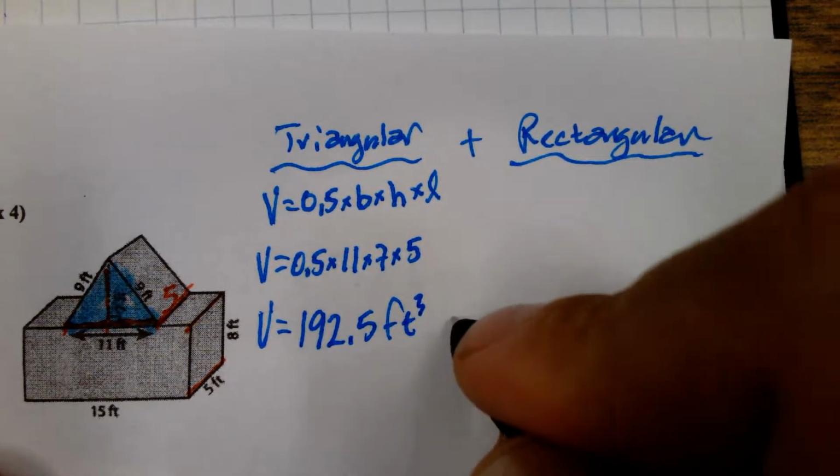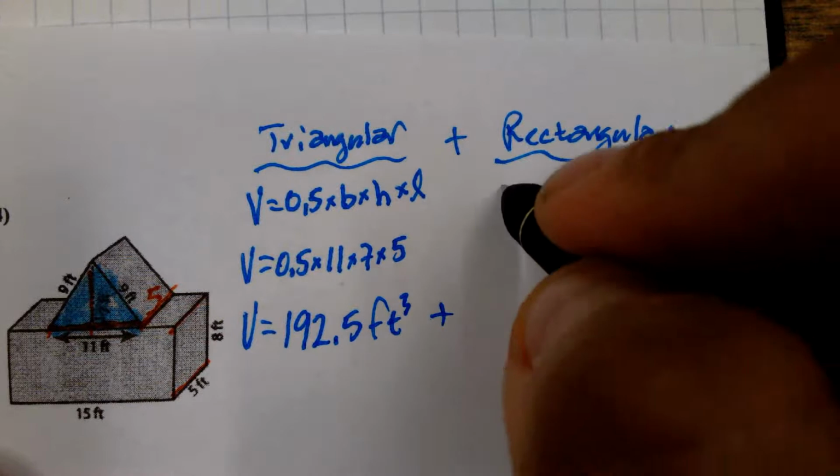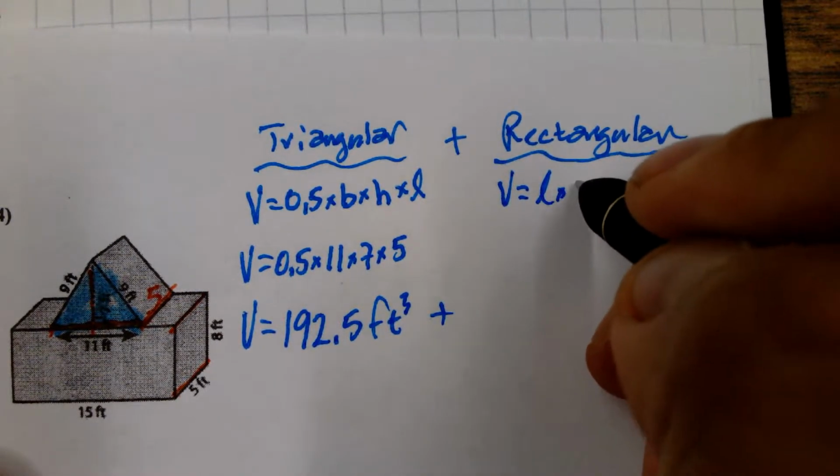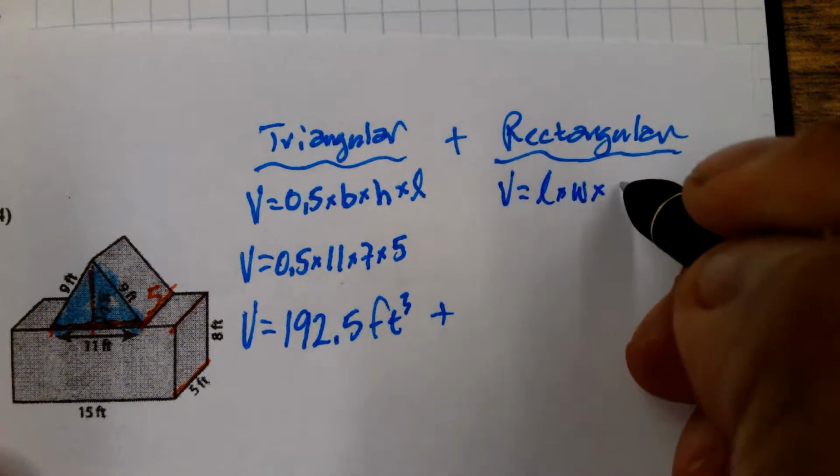Okay. And we're going to add to that the volume of a rectangular prism. That's length times width, and then we call it height.